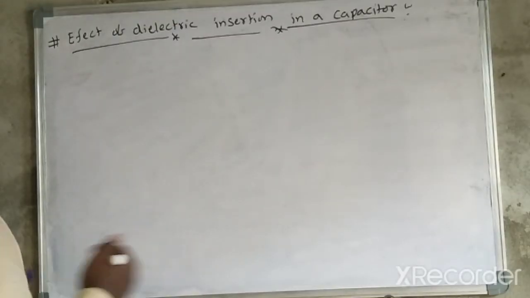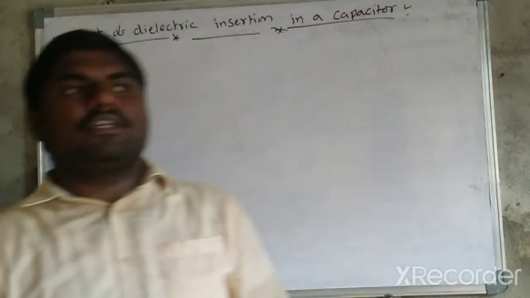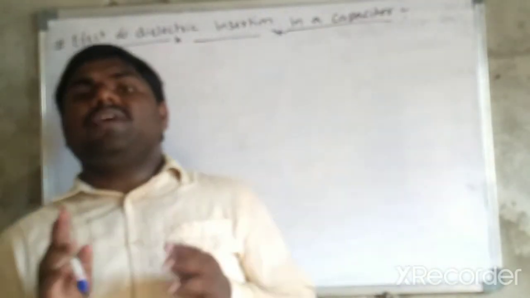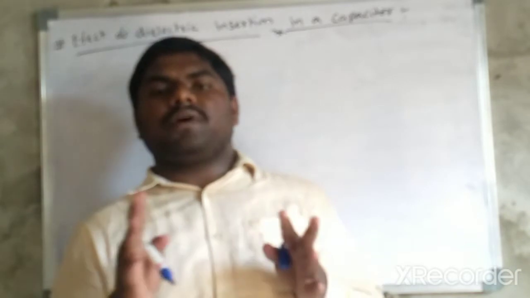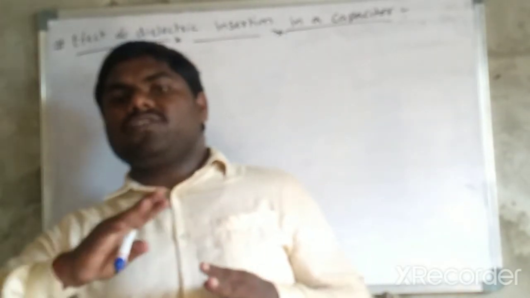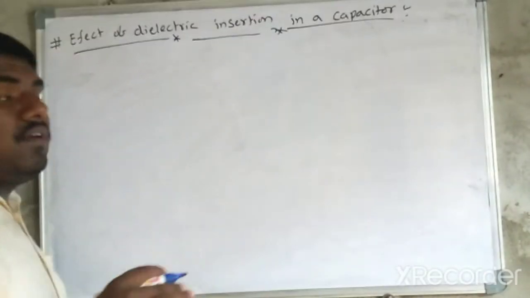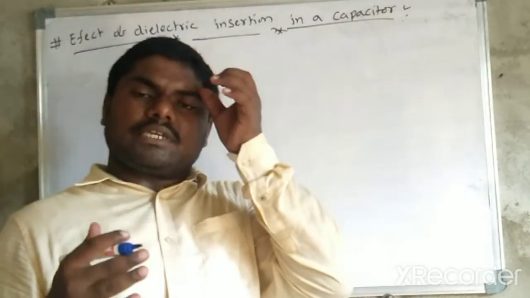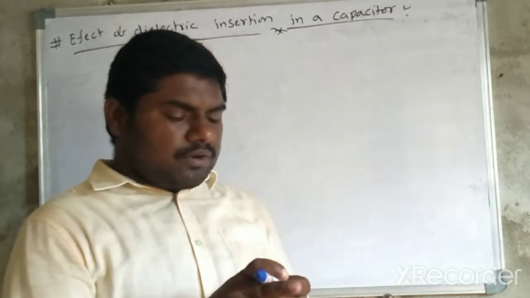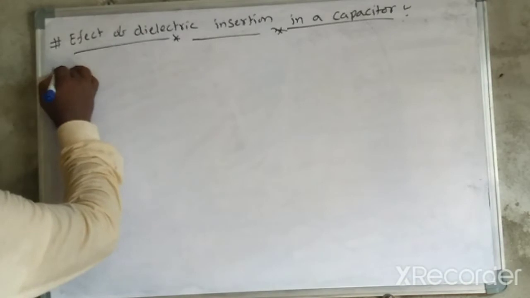Another important concept: effect of dielectric insertion in a capacitor. Two cases are possible. The very first case is when a battery is connected to the capacitor during insertion of the dielectric slab. The other is when the battery is disconnected. Here the first case is connecting the battery, the second case is disconnecting. First we are going to discuss when the battery is connected. Case number 1.